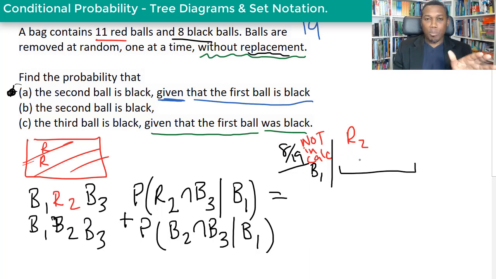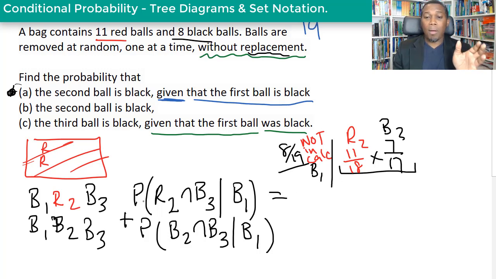What is my first probability? The first one is black. So R2 under this condition is going to be 11 on 18, because I already had one ball gone. So 18 is my denominator and there are 11 red. And then the B3, remember, I already had a black one, so black is now 7. And 18 goes down to 17, because I've already taken two balls out. So it's 17 left.